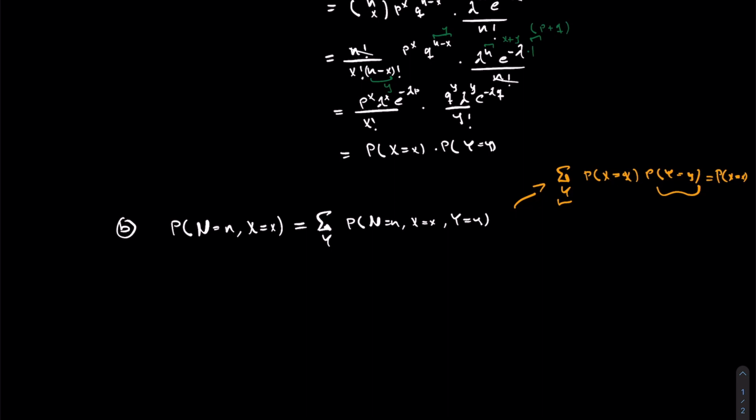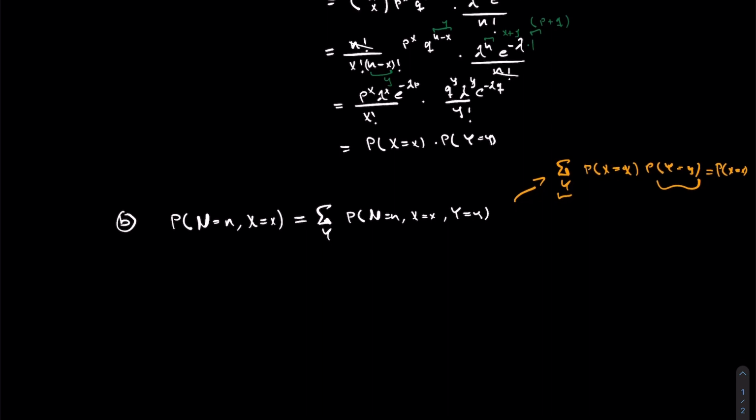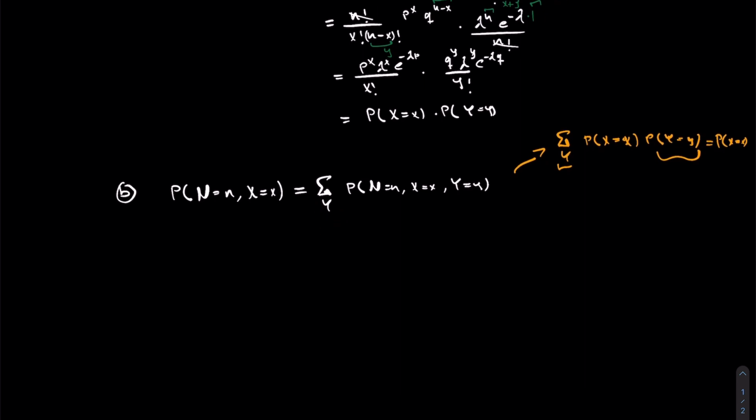This is wrong, and it's wrong for the following reason. The sum is over y equals 0 up to infinity, but this sum doesn't sum over all y's, so this will not become 1.